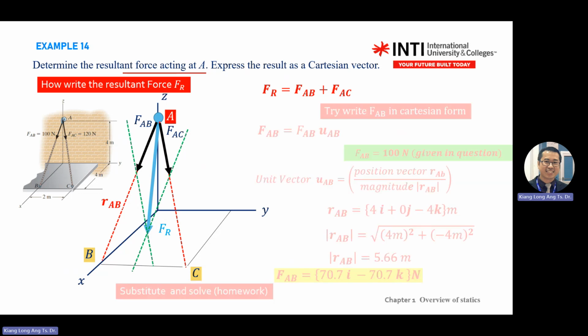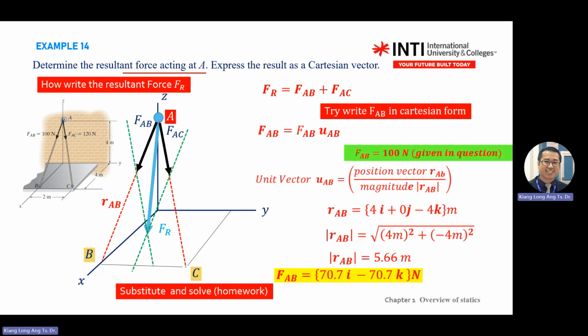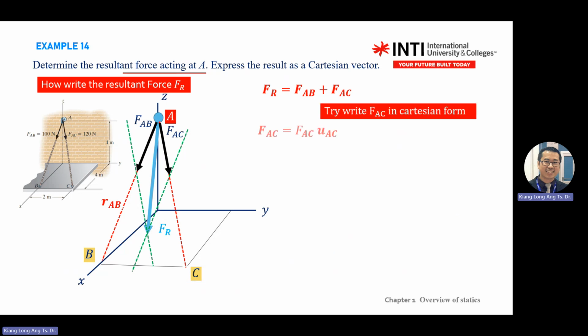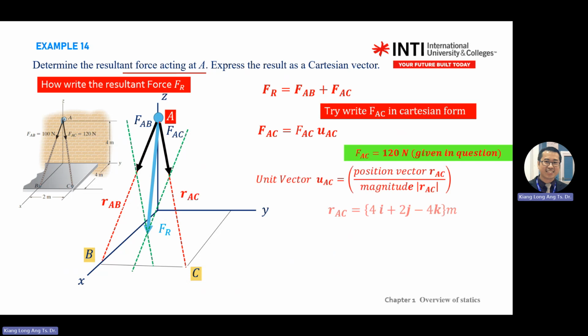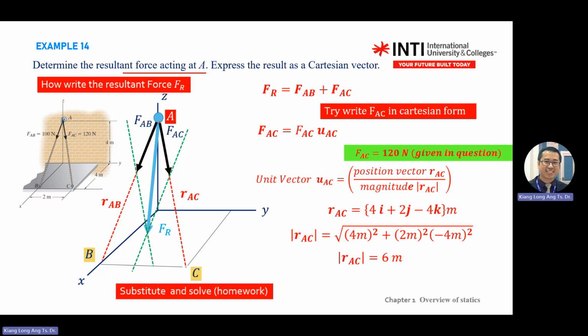Okay, so I hope you can see the steps here. This is for AB only. Repeat the same for FAC. Okay, repeat the same steps. So this one I skip lah. The answer is there. You can check. If this question come out in your assignment, please write all these steps. You solve FAC equal to so and so.